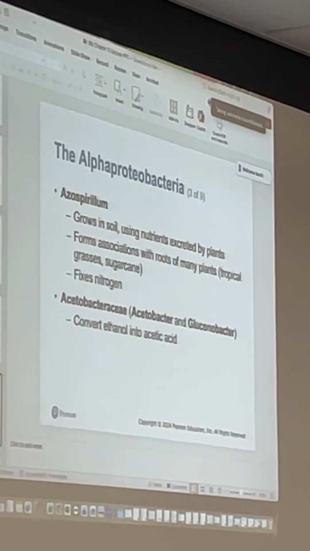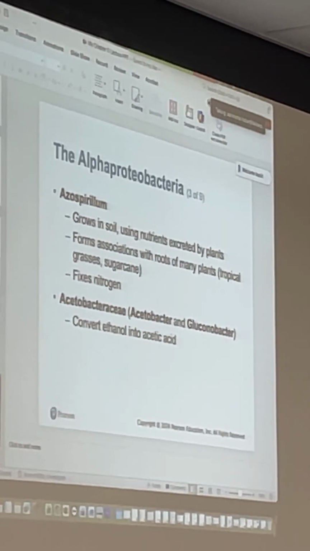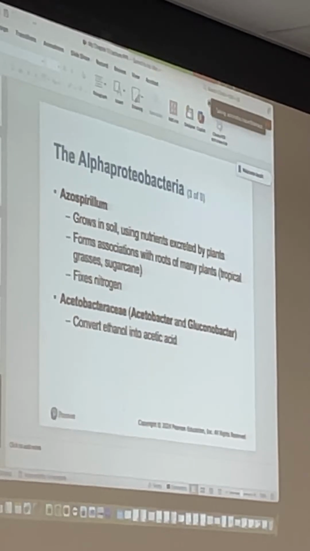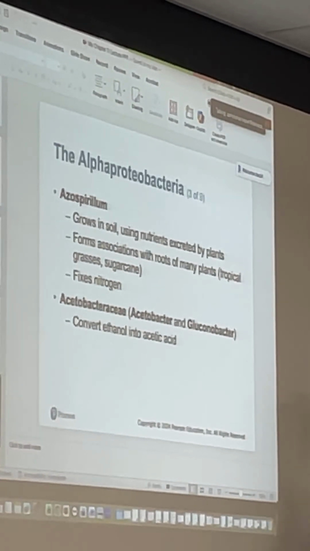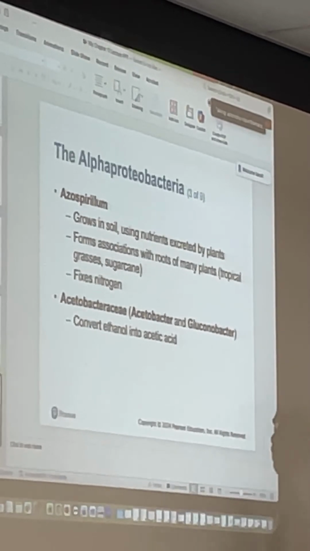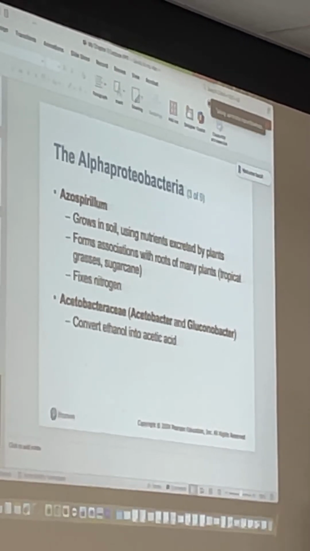Yep. So Azospirillum. All right, I told you a couple of things about this one. So azo, we're doing something with nitrogen. Whenever you see that prefix azo, something's going on with nitrogen there. Spirillum, that's going to be the shape, right?